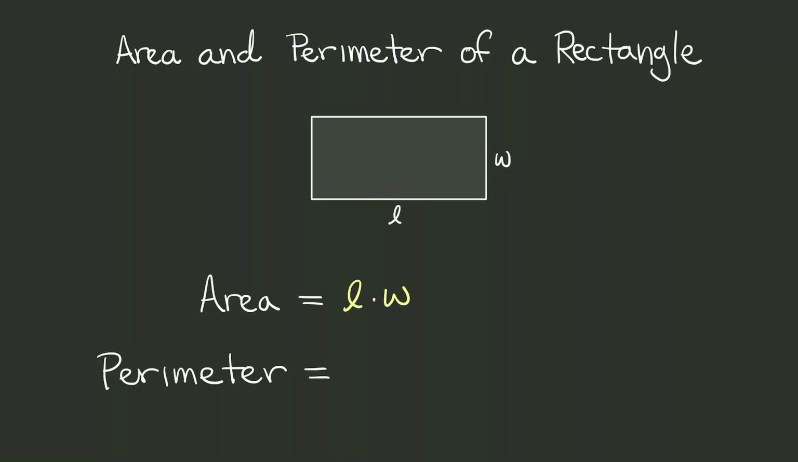Now, the perimeter of a rectangle is the distance all the way around the outside of the rectangle. So what we'll see here is that we have the length L and then W followed by L followed by W again. So when we take the entire perimeter, we'll have 2 times the length L plus 2 times the width W.